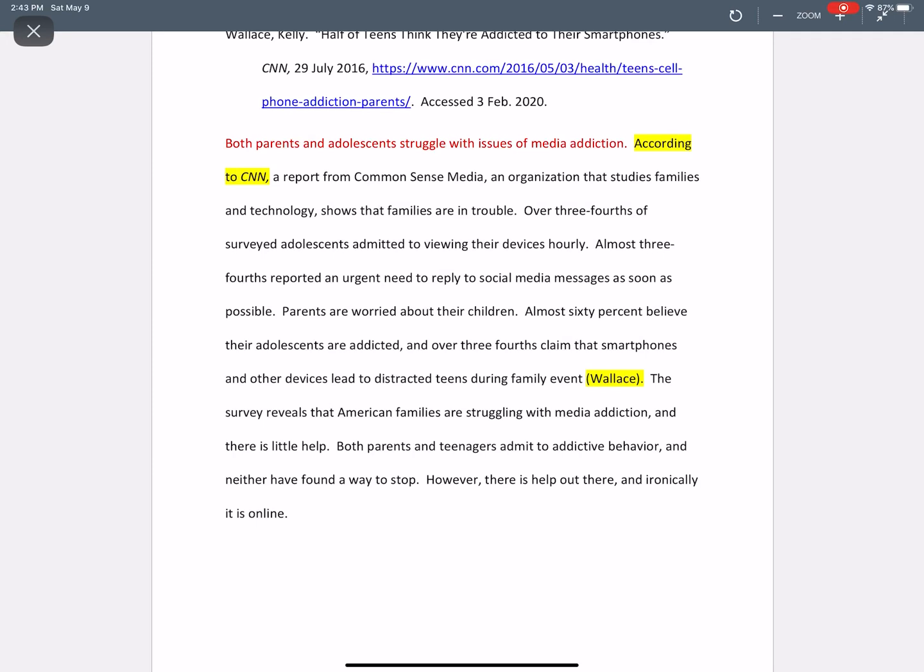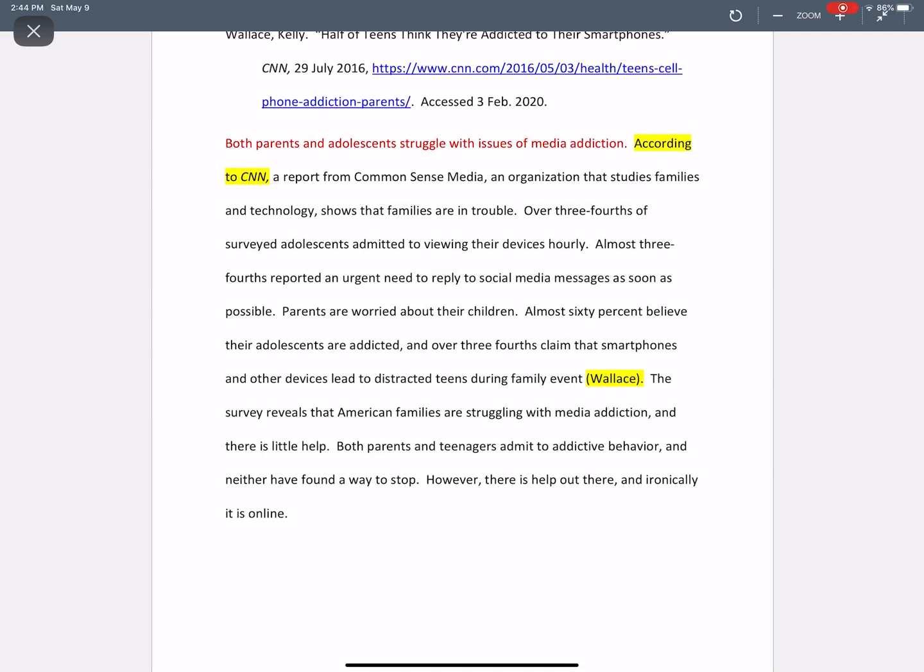So I'm writing about teenagers and smartphones and media addiction or smartphone addiction, something like that. I might be writing about teens and parents and children, but I'll have a paragraph that focuses right on teens. And this is the basic kind of structure for a paragraph. So you see here in red, we've got both parents and adolescents struggle with issues of media addiction.